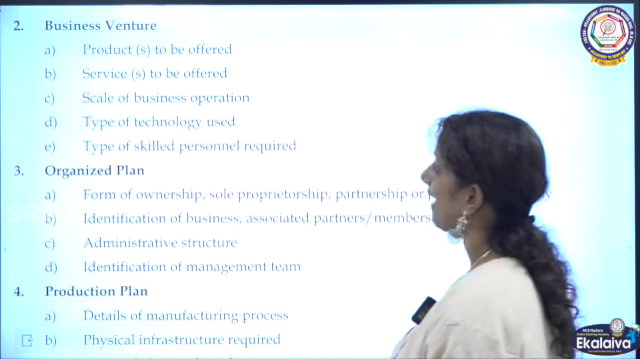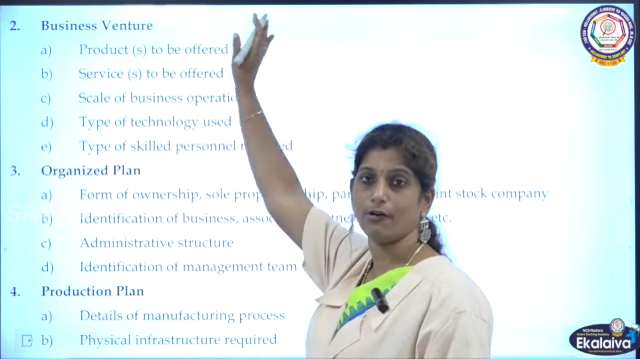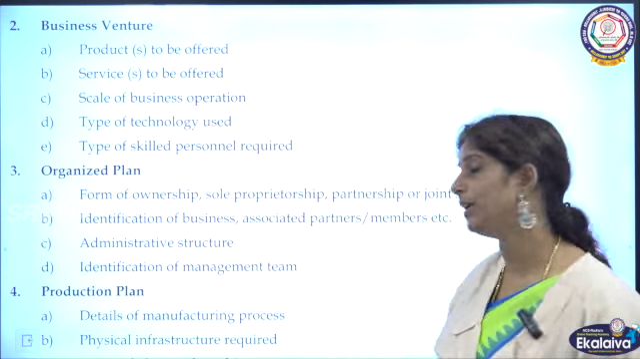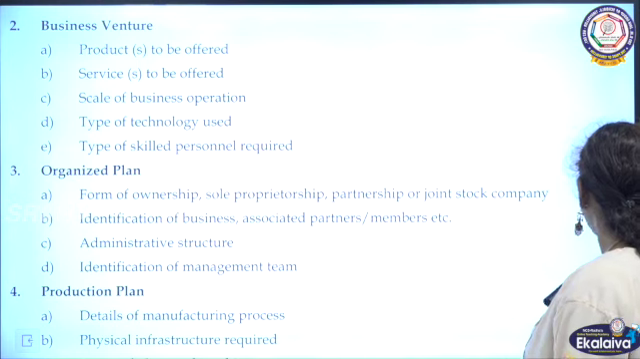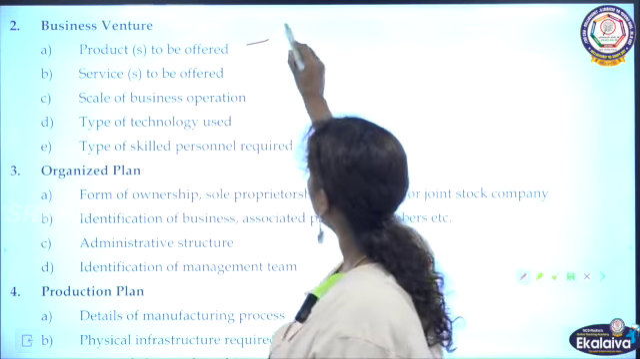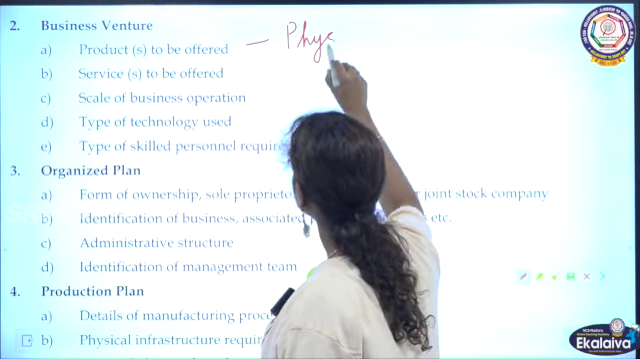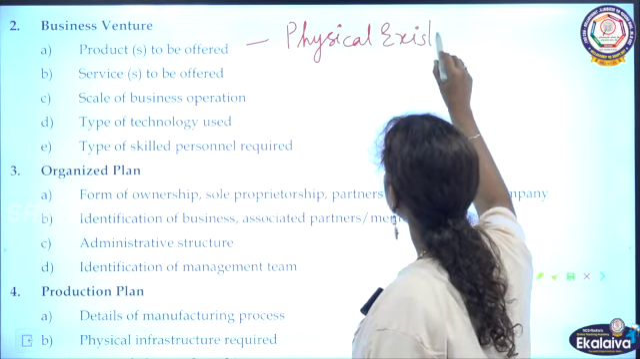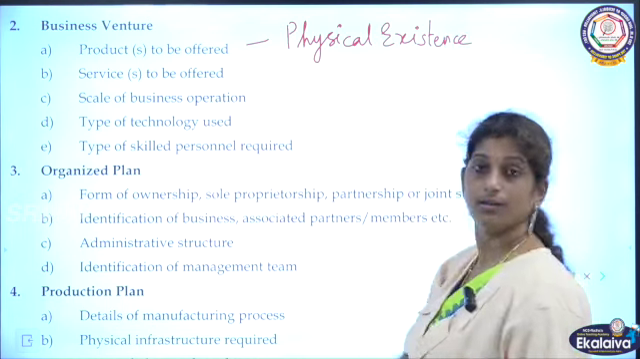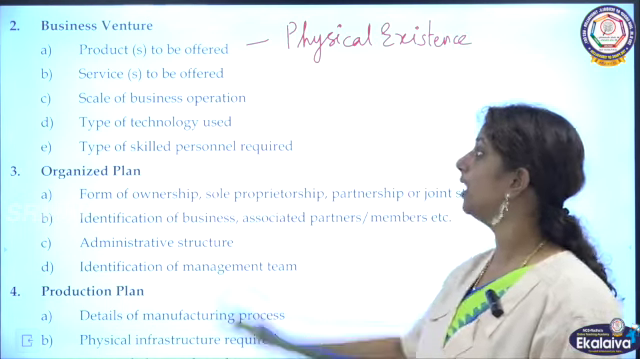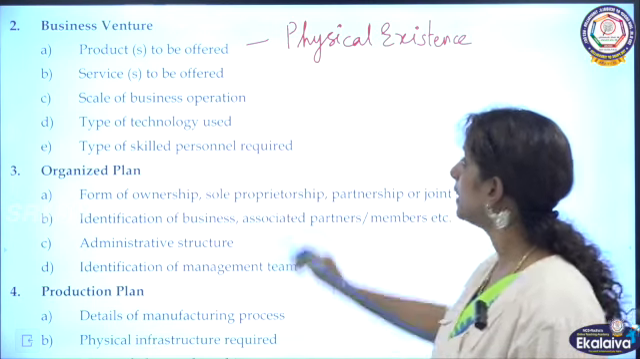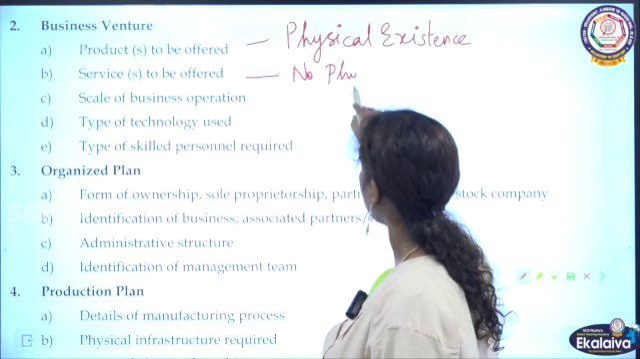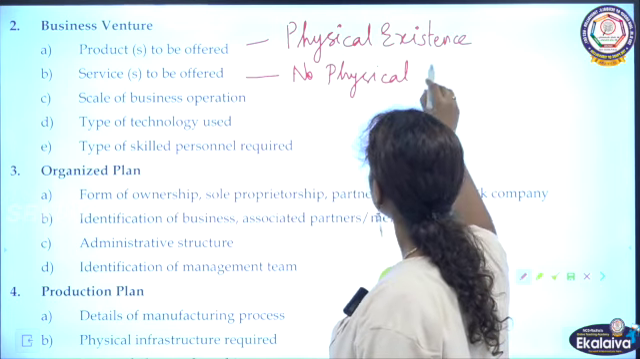So we should have the products which we are going to offer, then the services which we are going to offer. So what is the difference between a product and a service? A product is something which has physical existence, right? So it is something which we can see, touch and feel. That is called a product. And a service does not have physical existence. So no physical existence is there for a service.